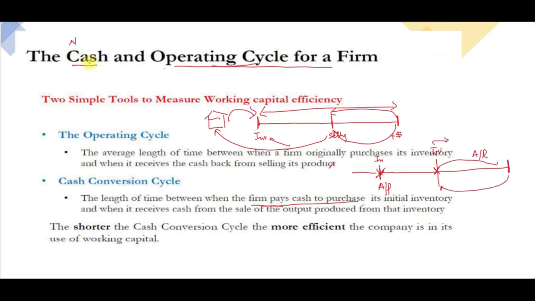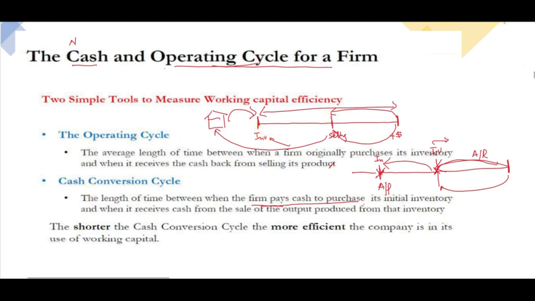So it means the time between when the company pays cash to the supplier and receives cash from the debtors. This is actually the cash conversion cycle. In other words, the shorter this cash conversion cycle, the better it is for the company, because it means the company is efficiently managing its working capital. We will understand the cash conversion and operating cycle in the next slide. That is very easy.